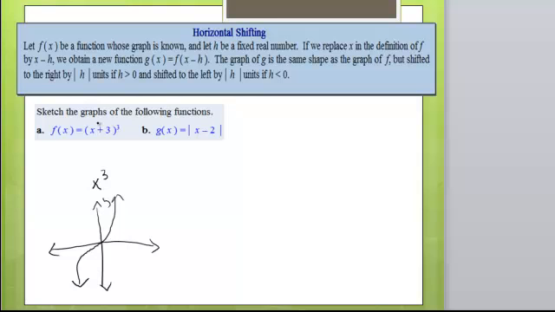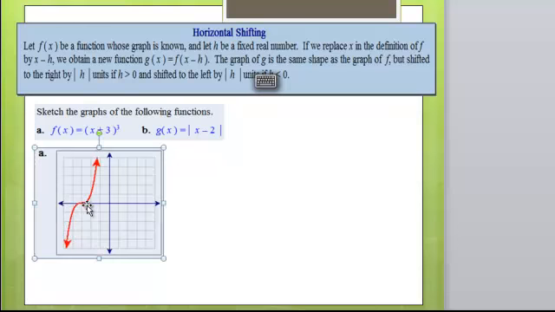Well, if you have a plus 3 on the inside of the function, for horizontal shifting, it does something kind of odd. It does the opposite of what you think it's going to do. So instead of moving to the right 3, since this is a plus 3, we're going to actually take this graph and move it to the left 3 places. So this entire graph would shift 3 units to the left. So it would end up looking something like this.